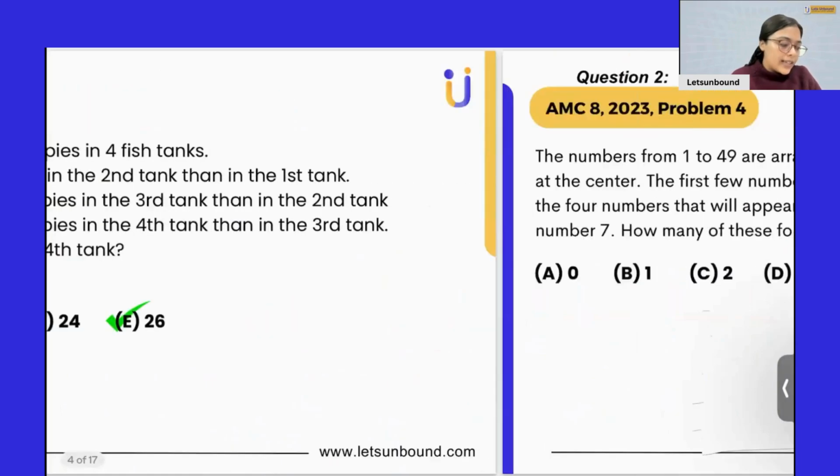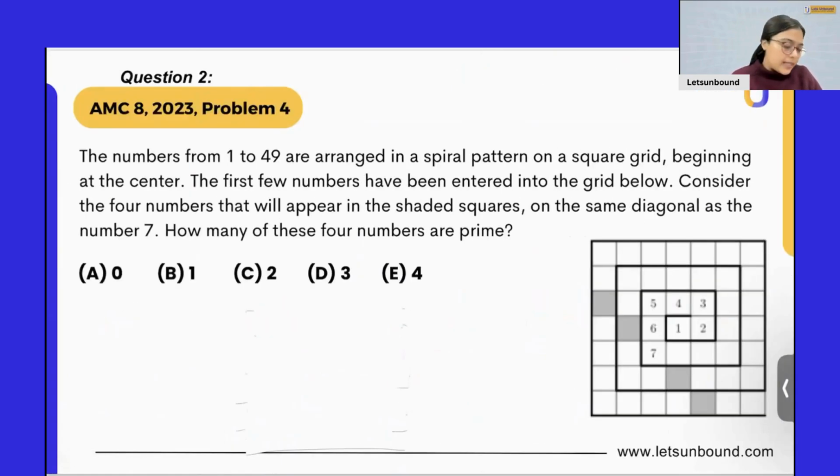Okay, let's move to the next question, which is from AMC 8 2023, problem 4. The question says, the numbers from 1 to 49 are arranged in a spiral pattern on a square grid. You can see a square grid there down below on the extreme right, beginning at the center. So you can see the numbers are starting from the center, which is from here. Can you see this one? The first few numbers have been entered into the grid below.